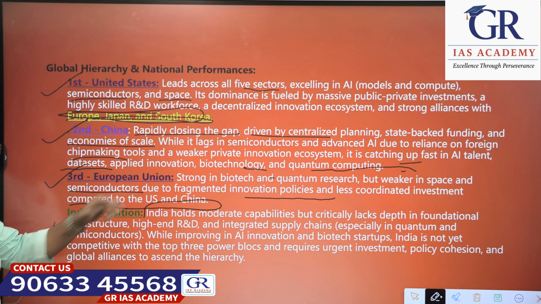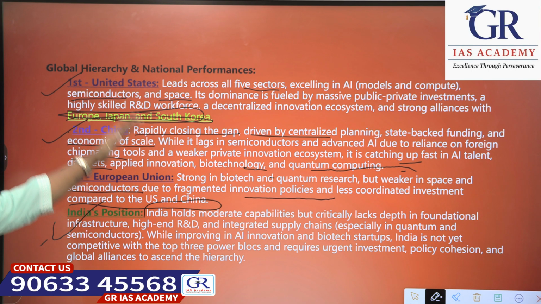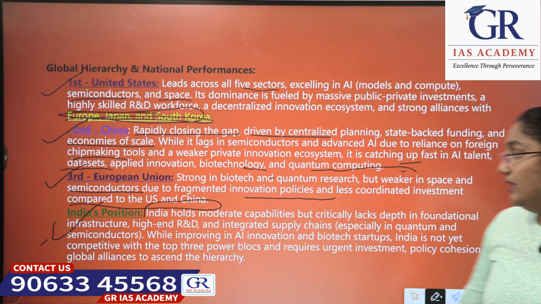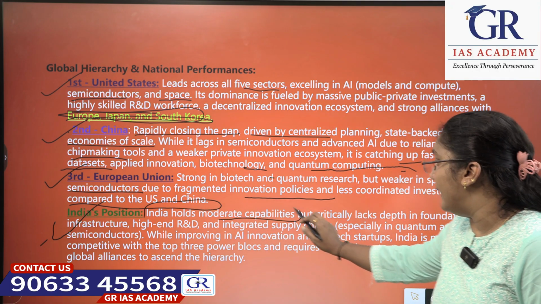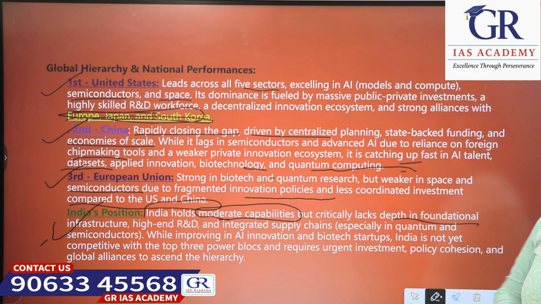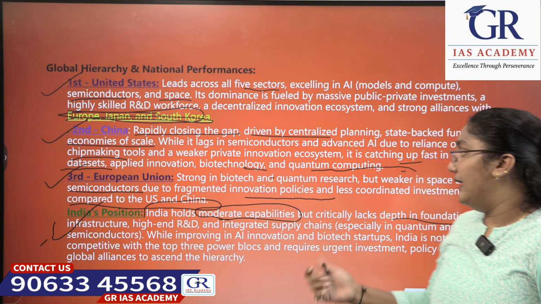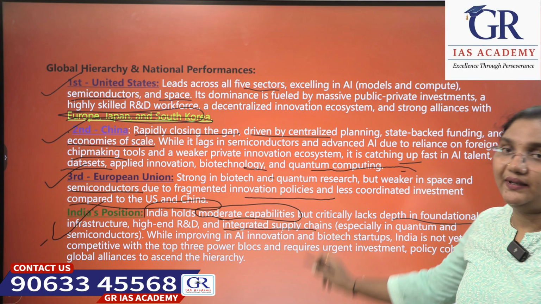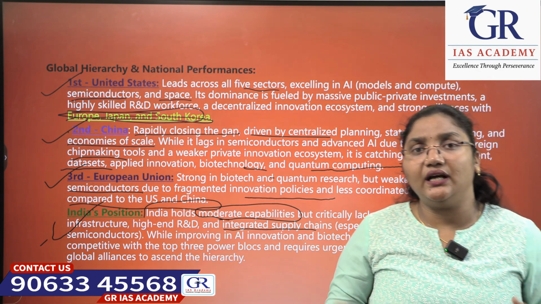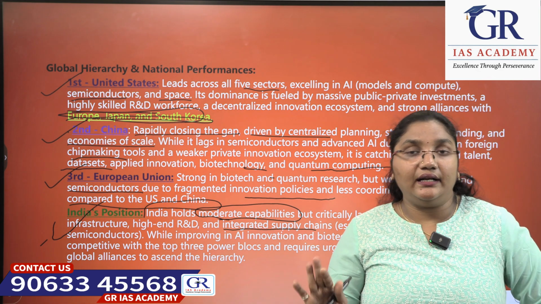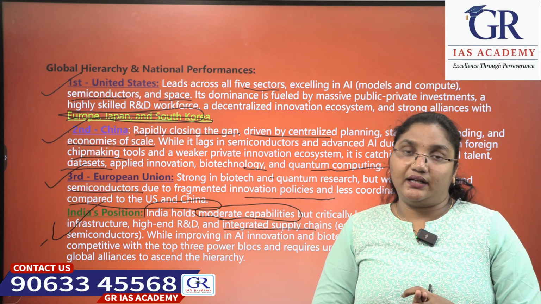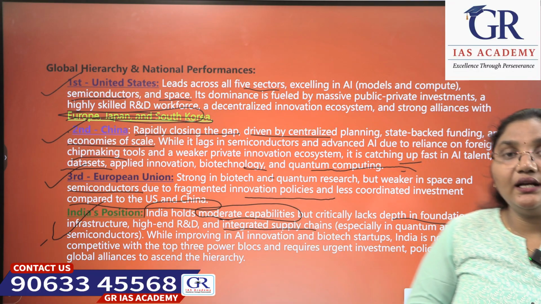Next, let's see India's position. We have seen the hierarchy, right? The 3 countries: first is the US, next is China and the next is Europe. Coming to India's position, India holds moderate capabilities, but critically lacks depth in foundational infrastructure, high-end R&D and integrated supply chains, especially in quantum and semiconductors. Mostly we are importing semiconductors. We are not yet ready to produce semiconductors in our country indigenously. We are importing from other countries, due to which supply chain problems are coming up.